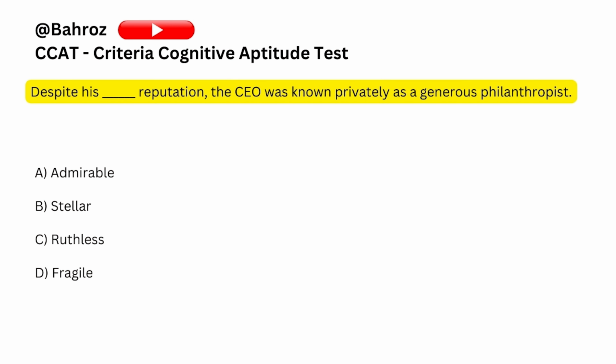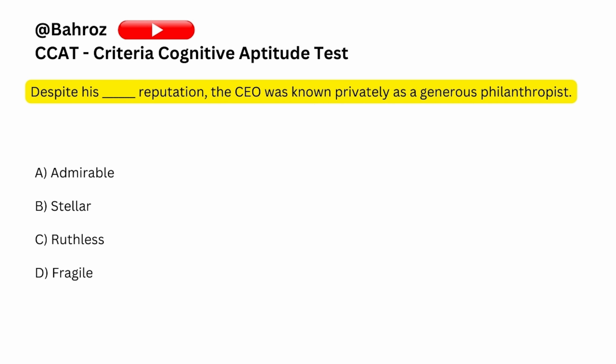Next sample question. Despite his dash reputation, the CEO was known privately as a generous philanthropist. So the signal word in this sentence is despite, which is right at the beginning. Despite tells you that two things in the sentence are going to contradict each other. So the CEO is privately known as generous, which means his public reputation must be something that contradicts generous. So we need a word that is the opposite of generous in the blank. Ruthless fits perfectly. Someone known publicly as ruthless but privately as generous.